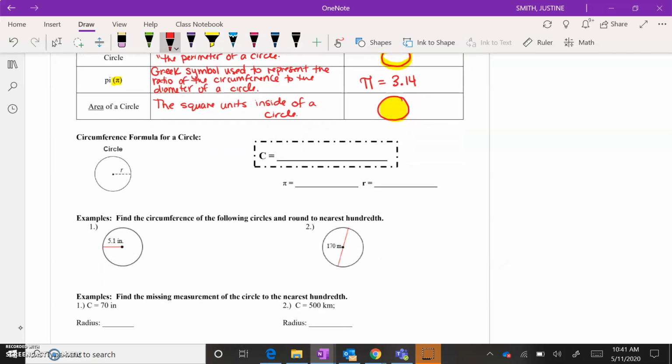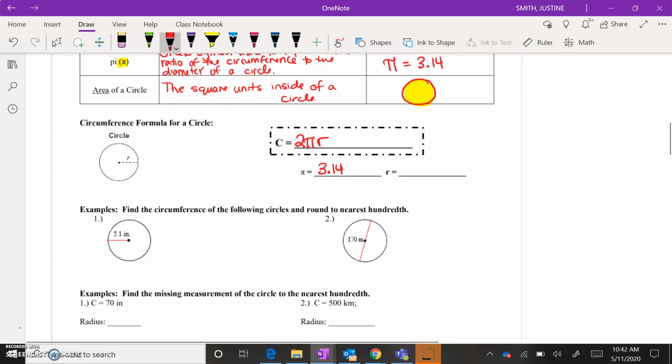So first thing here is the circumference formula for a circle. For circumference, there's actually two formulas that we can look at. The first one is 2 times pi times the radius. We know that pi is 3.14, and the radius is just this distance halfway across the circle. So for example, in this one, let's put in a number here. Let's say the radius is equal to 5.